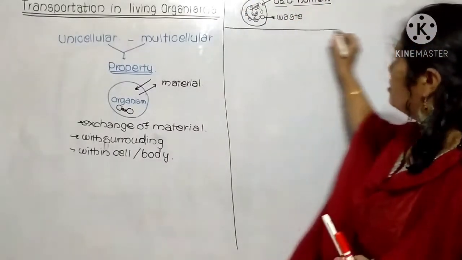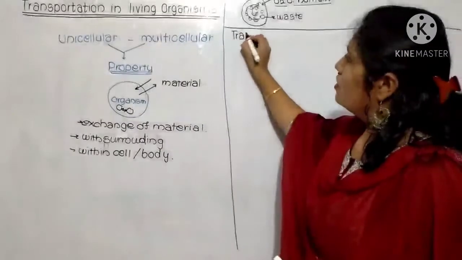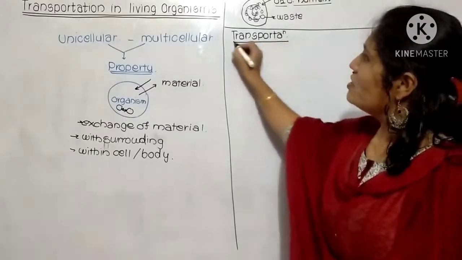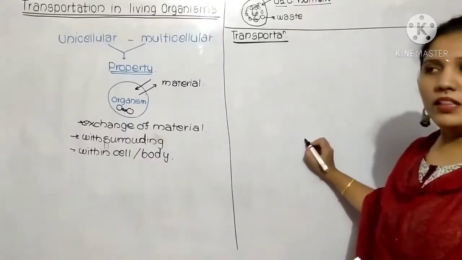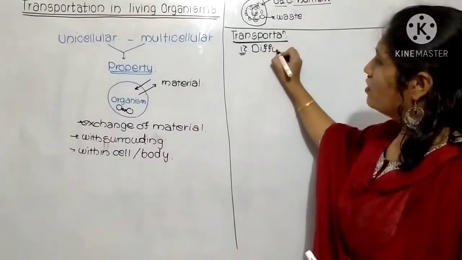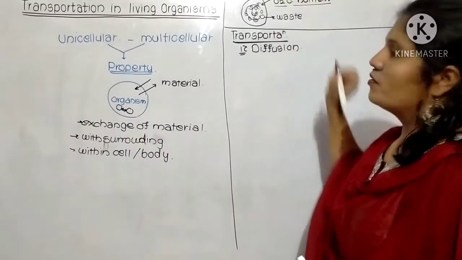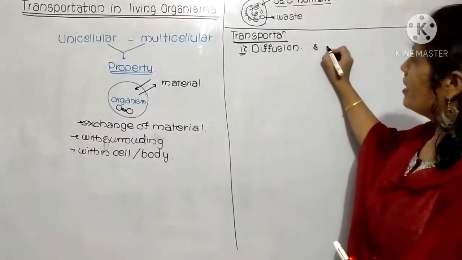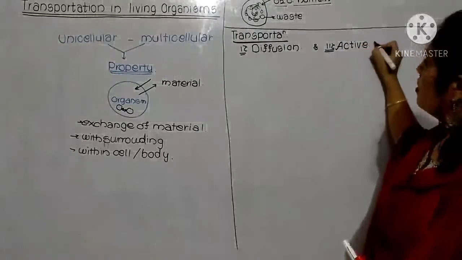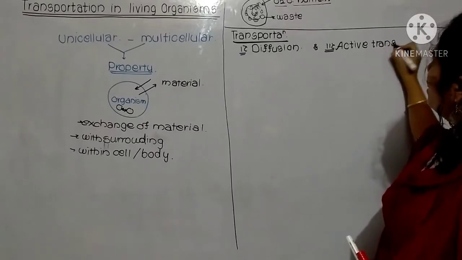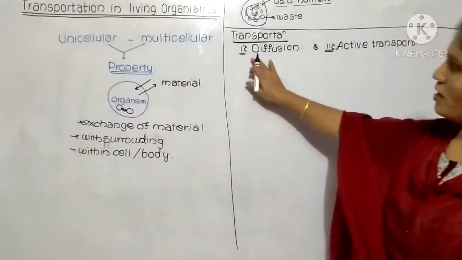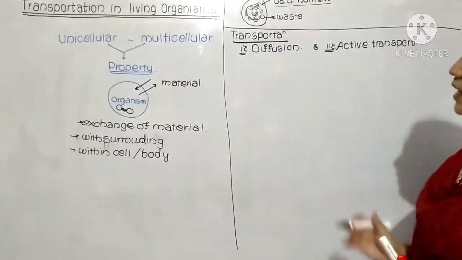But in this transportation, two main concepts are there. The first one is known as diffusion, and the second method is active transport. Generally, transportation in living organisms takes place with the help of diffusion or active transport.